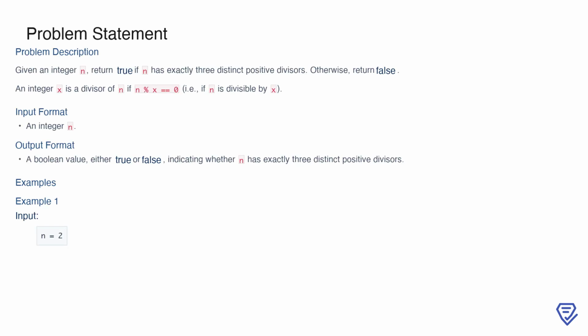Let's dive in. The problem asks us to determine if a given integer, n, has exactly 3 distinct positive divisors. A divisor of n is any number x such that n % x equals 0, meaning n is divisible by x without leaving a remainder. If n has exactly 3 of these divisors, we return true, otherwise, we return false. The input to the problem is a single integer, n, and the output is a Boolean value, either true or false. Let's look at some examples to better understand the problem.